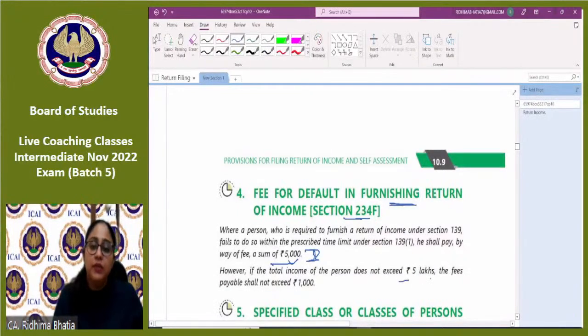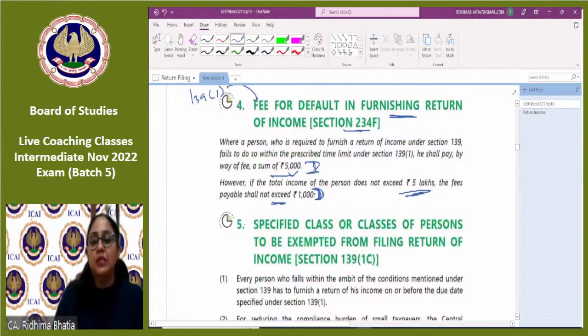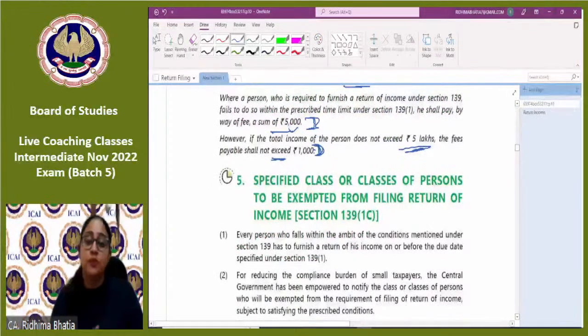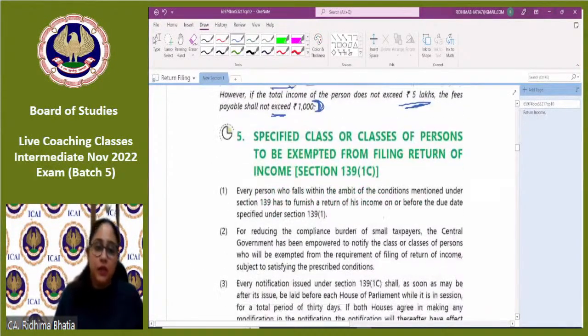But if your income does not exceed 5 lakhs, the fee shall not exceed 1,000. Okay? So this is all about Section 139(1) and the repercussions in case you do not file the return of income within the time. Right? But now let's proceed and understand what other subsections mean where the return of income has to be filed, as I told you earlier. Other than 139(1), what is 139(1C)?